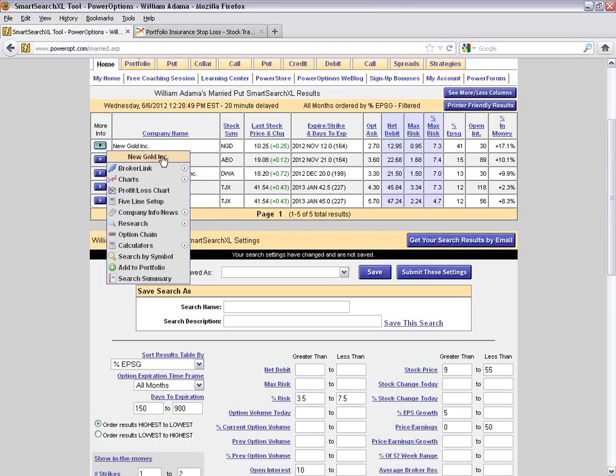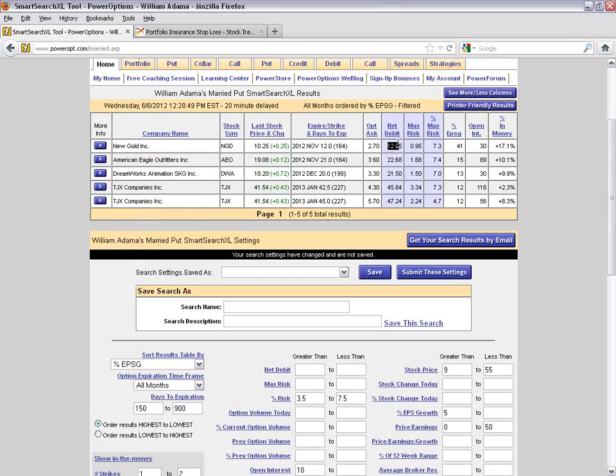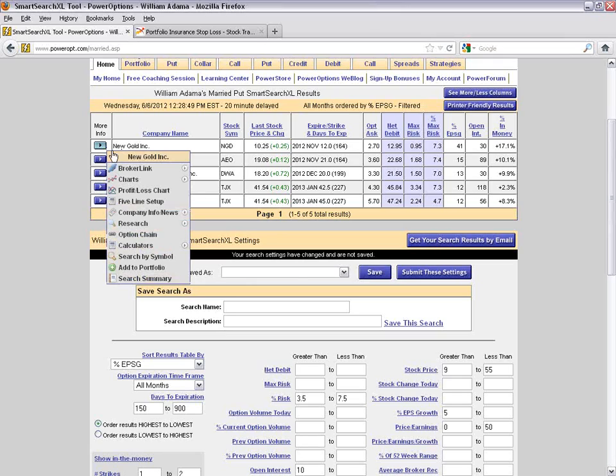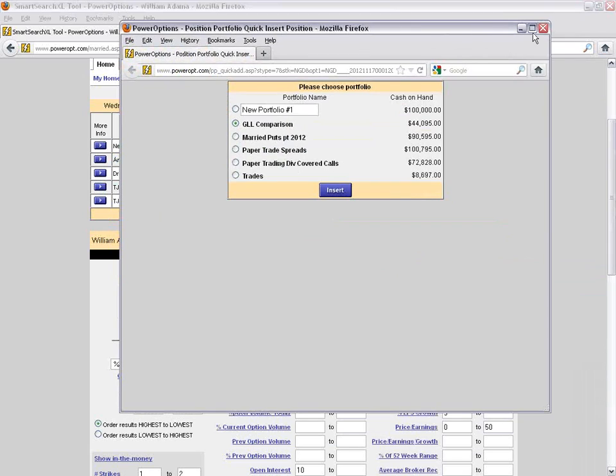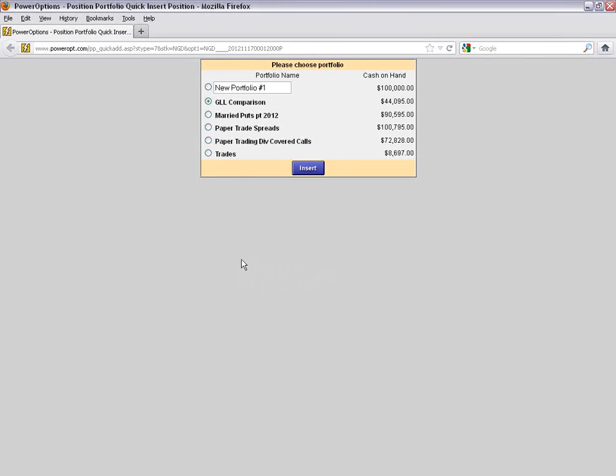You just log on to your broker, place the trade, place it with your limit order, maybe a limit net debit here of $12.90 or $12.95, whatever you think you can get. But then what you want to do is come back to PowerOptions, and we're going to click Add to Portfolio. We're going to track the position in the PowerOptions portfolio to help you with the radioactive trading techniques.